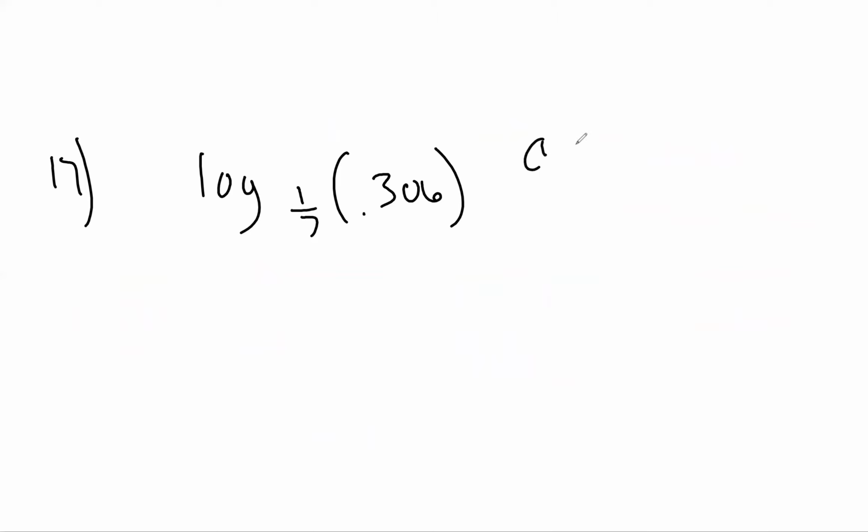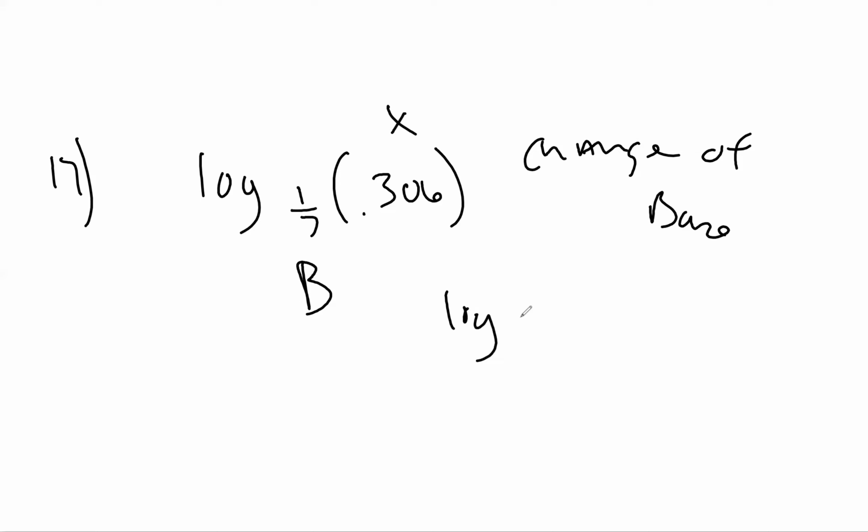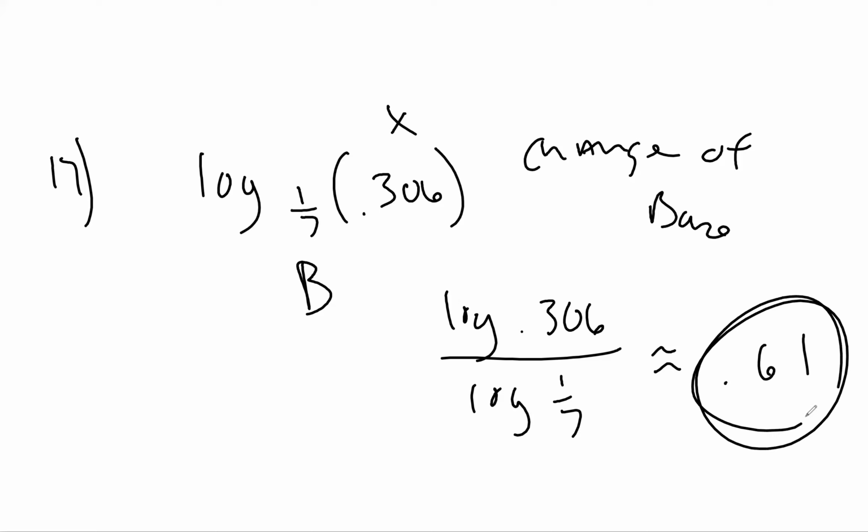Okay, and so we're saying, all right, well, this is change of base. And we need to remember that the base is the small number because we literally call it base, and then this is my x. And so we're going to have log of x, so log of 0.306 over log of 1/7. And when you type this into the calculator, you should get 0.61. Just because this is a decimal and a fraction, I'm still going to do it the same way.